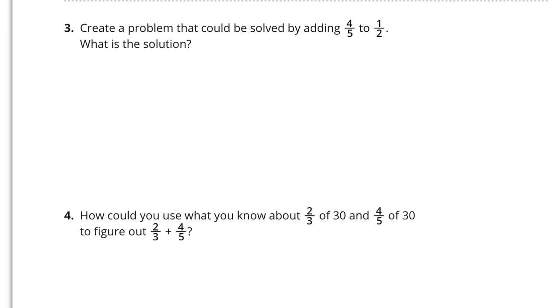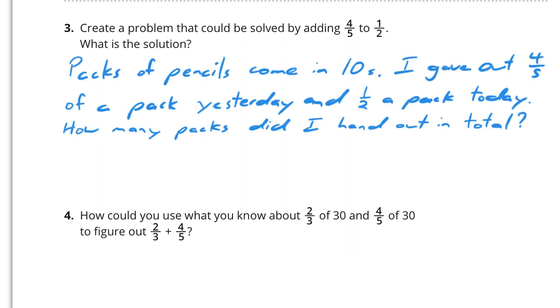Next, it says create a problem that could be solved by adding 4/5 to 1/2. I might say something like this. Packs of pencils come in tens. I gave out 4/5 of a pack yesterday and half a pack today. How many packs did I hand out in total?